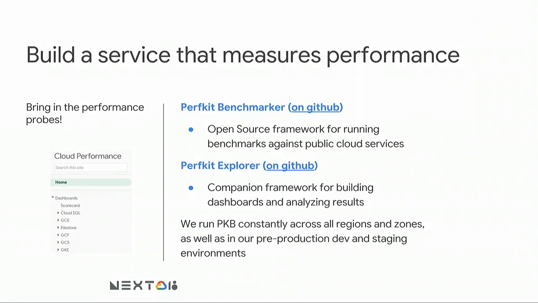So that's basically what we end up having to do: we built a service that measures performance just like the customer. It runs benchmarks, it can run workloads. It's called PerfKit Benchmarker. It's open source, it's on GitHub. You just search GitHub for PerfKit Benchmarker, you'll find it. There's also PerfKit Explorer, which is basically a dashboarding and analytics framework that makes it easier to build graphs, like the ones that you saw in some of my examples. And you start using PKB or a PKB-like service.